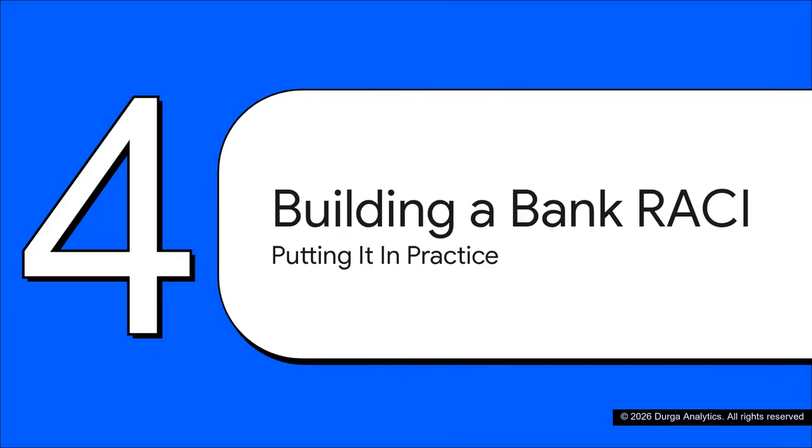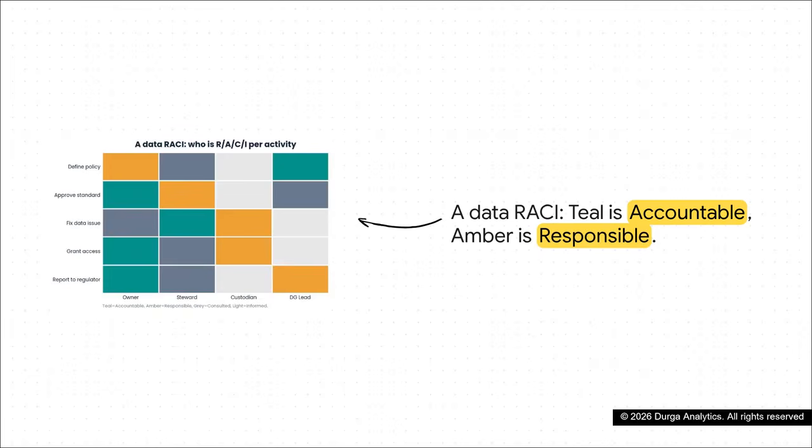Section 4, building a bank RACI, putting it into practice. Let's actually put these theories into practice. Now, what's really interesting here is how visually striking the accountability is when you map it out. You've got activities down the side, roles across the top. Look at those teal cells. Those are your accountable roles. And notice how, as your eyes track left to right across any single row, there is exactly 1 teal block.